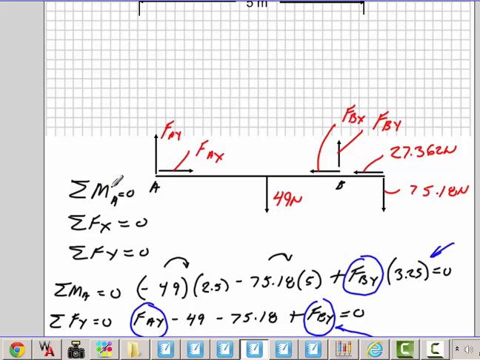From that, I go right to my equations. I know the summation of moments around A has to equal 0. I know the summation of forces in the x direction, or horizontal direction, has to equal 0. I know the summation of forces in the y, or vertical direction, has to equal 0.